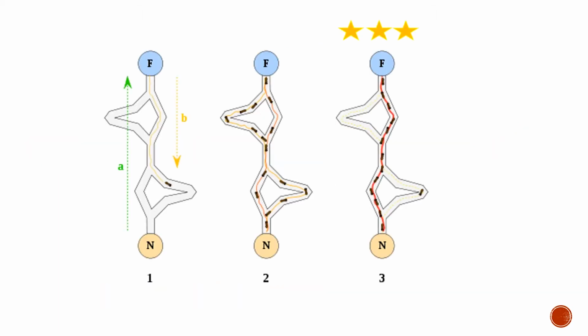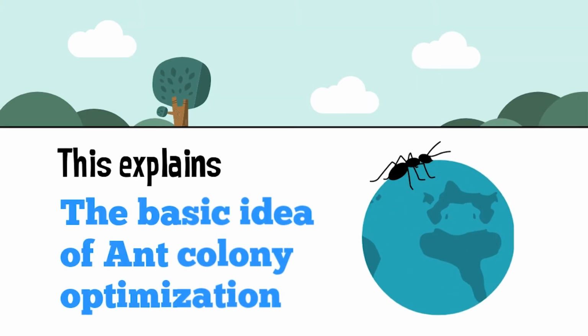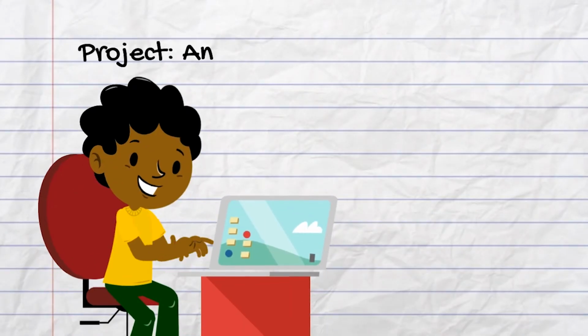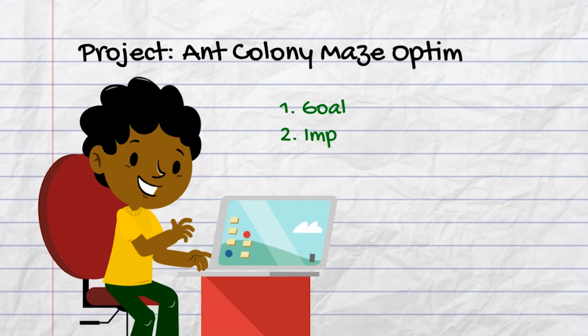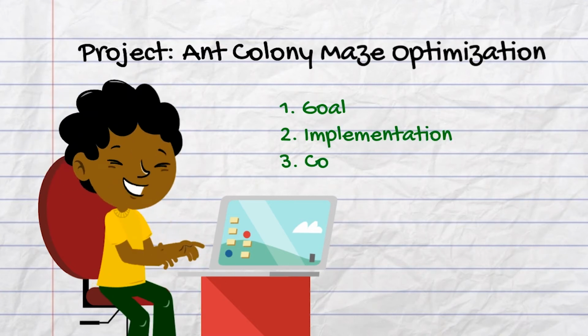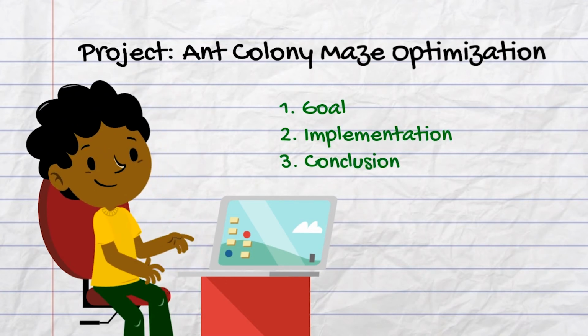This idea works for different maps. The same optimization will be realized in this map. The shortest path will be found eventually due to the pheromone distribution. This explains the basic idea of ant colony optimization. Now, you know what ant colony optimization is. Let's go back to our project. From this point, we'll be covering the goal, implementations, and conclusion of this project.